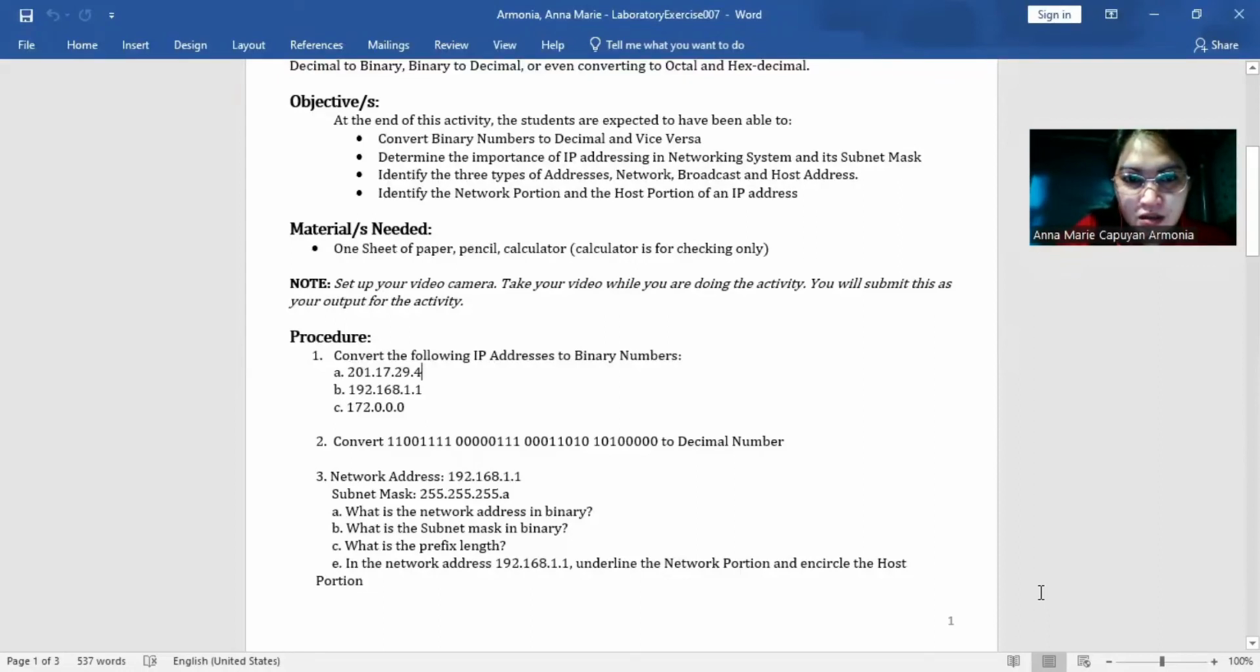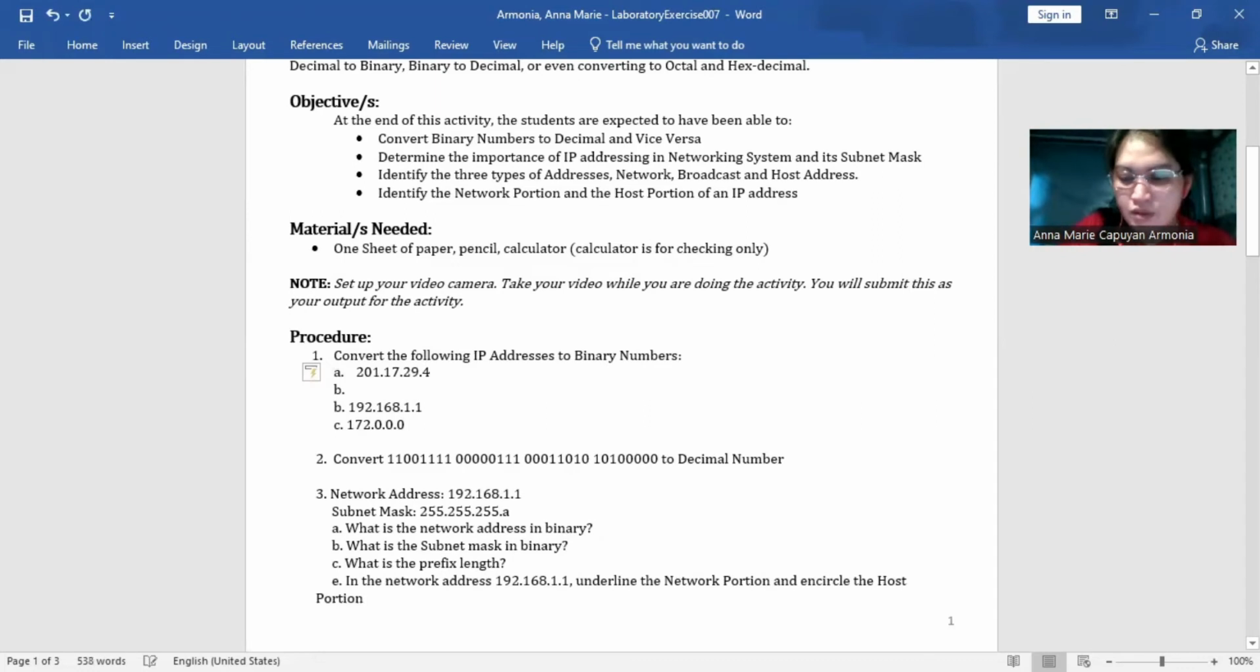So let me discuss the conversion of the following IP addresses to binary numbers. The first one is 201.17.29.4.